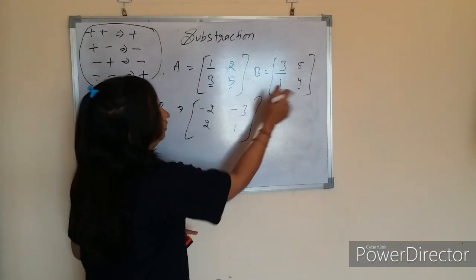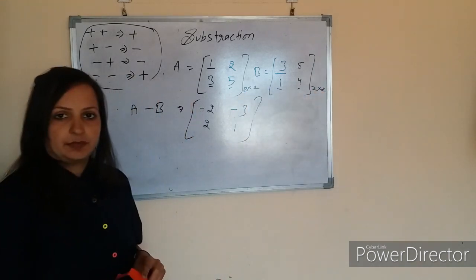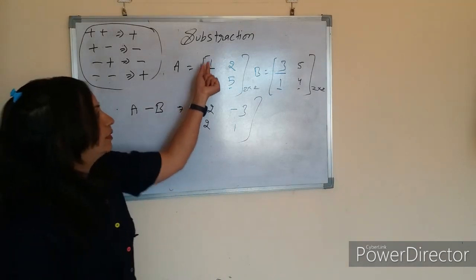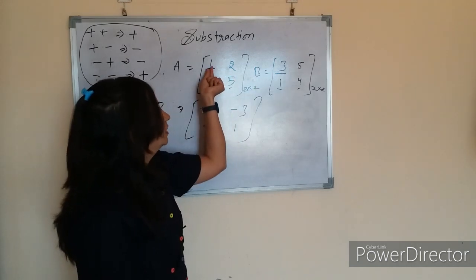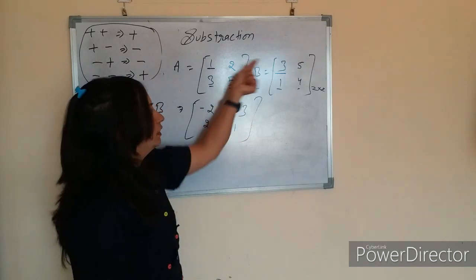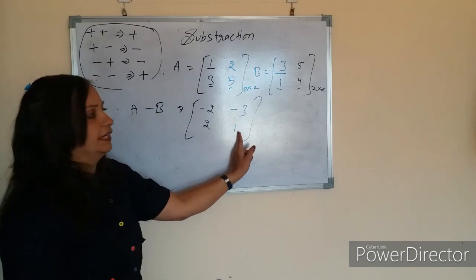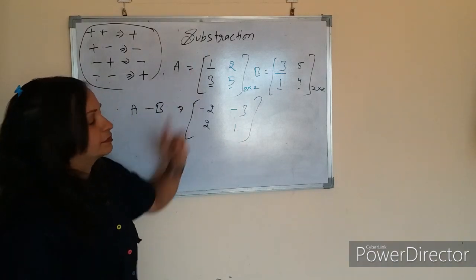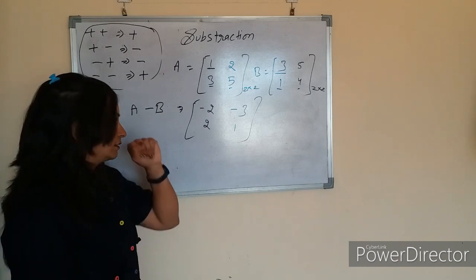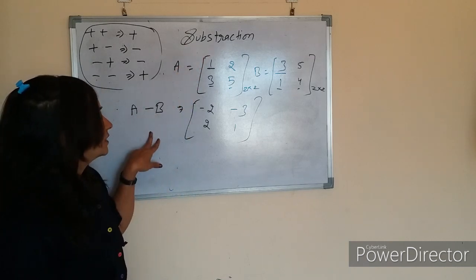So both the conditions are the same. First condition, you have to check the order of the matrix. These two matrices have the order 2 by 2. So the order is the same, so we can perform the subtraction. And how do we perform the subtraction? By subtracting the same position elements. I am subtracting 3 from 1 because 3 is at the same position as 1. So here I am getting my answer. That is my matrix subtraction. Quite easy and simple, just like the addition.